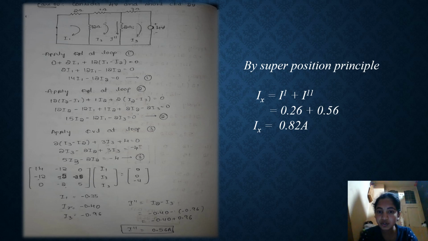So by the superposition theorem principle, Ix will be I dash plus I double dash. That is, after finding I dash and I double dash, we can find Ix, because to find Ix we need both. So I dash is 0.26 plus I double dash is 0.56. So Ix will be 0.82 ampere.